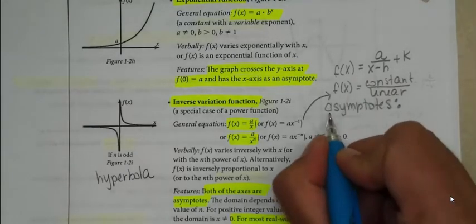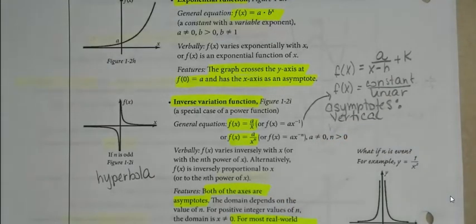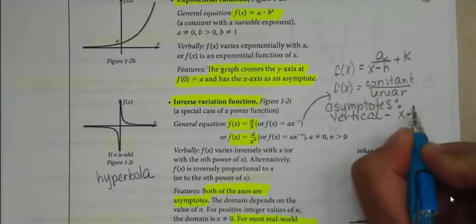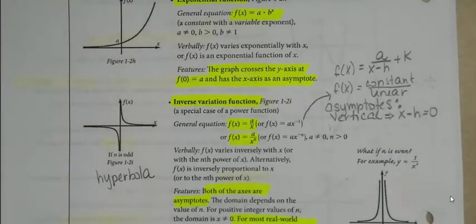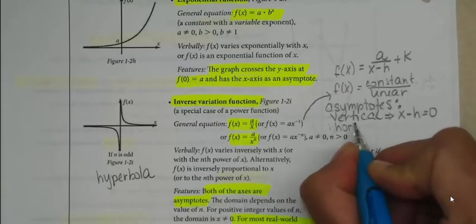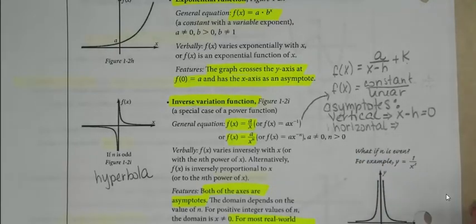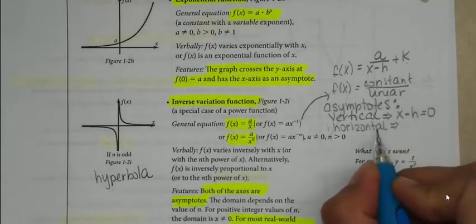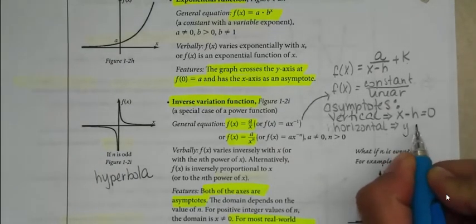So you know that your vertical asymptote is wherever the denominator equals 0, okay? So vertical is going to be basically wherever x minus h equals 0. And then your horizontal asymptote is whatever your horizontal shift is. So your horizontal shift being wherever your x-axis has been shifted to. So it's going to be wherever y equals k.